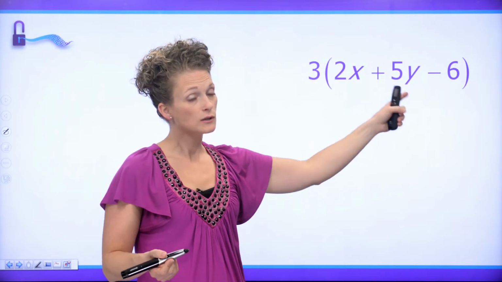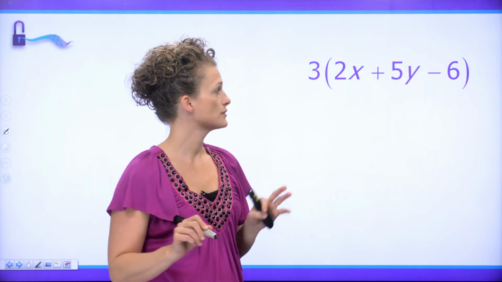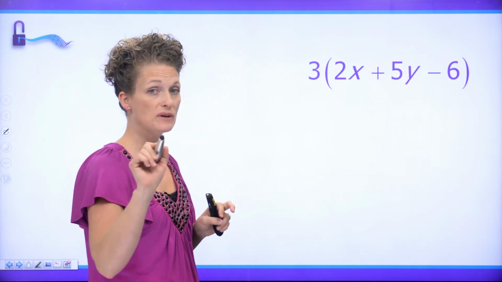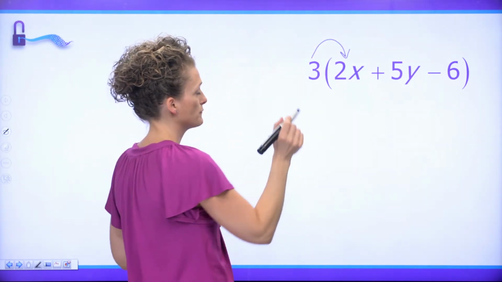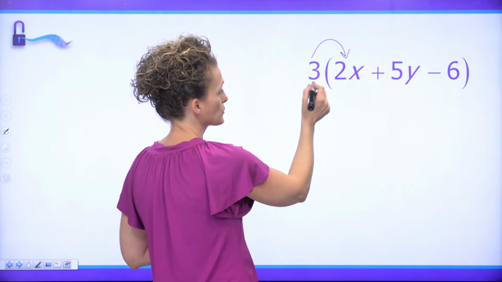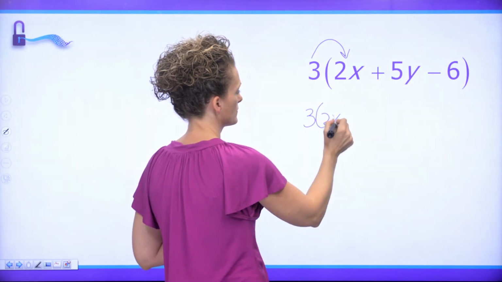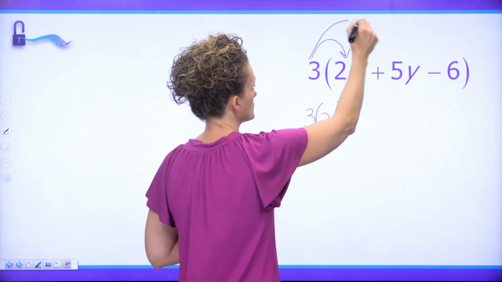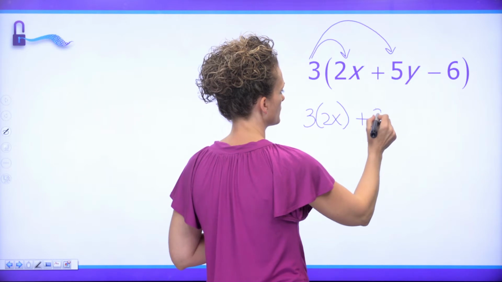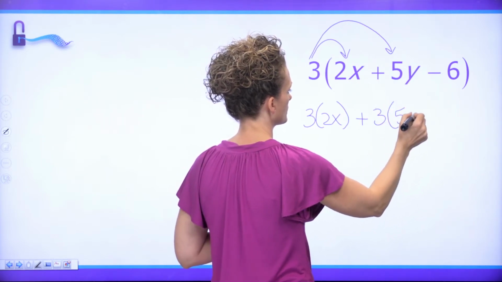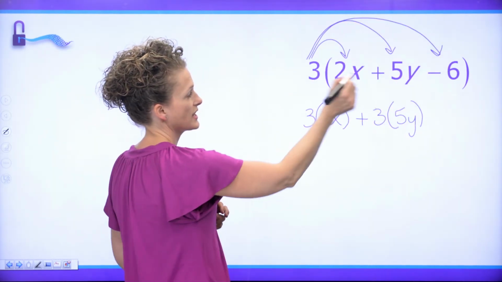This one looks a little bit scary because there's 3 terms inside the parentheses. Don't let that scare you because we're going to use our rainbow method to keep us organized. So here, I start with the first arrow of my rainbow, 3 times 2x. Then I'm going to do 3 times positive 5y. And last but not least, 3 times negative 6.